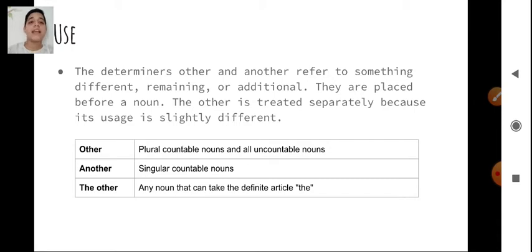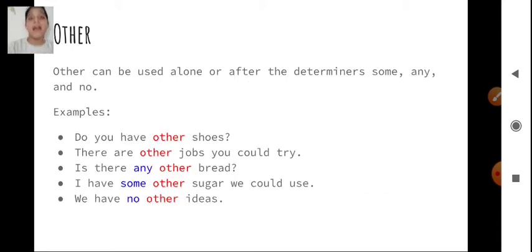So let's see what happened. We have the first one, that is other. It says that other can be used alone or after the determiners some, any, and no. For example, hey, do you have other shoes? Remember that we can use other with plural countable nouns. Hey, there are other jobs you could try.